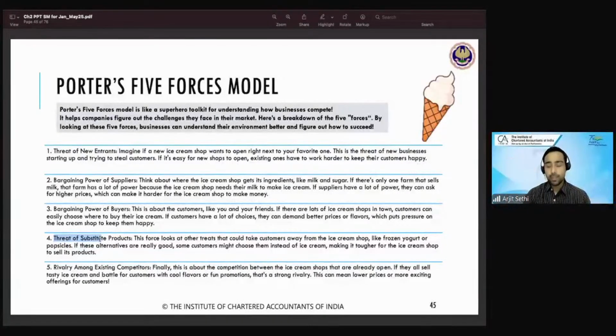I'll give you a classic example. Let me give you a classic example of rivalry among existing competitors. Okay, my friend. Now the example is: there is a chaat shop. Aloo papdi, then puchkas, golgappa, pani puri, whatever you call it, dahi bhalla or some snacks like that. They also keep dosas, butter dosa and masala dosa and all of that. A chaat shop which keeps all these snacks.